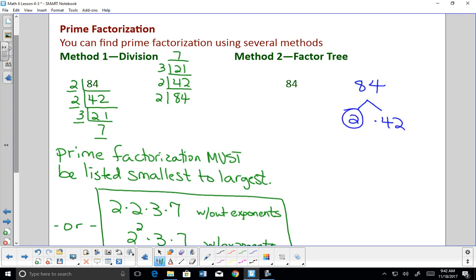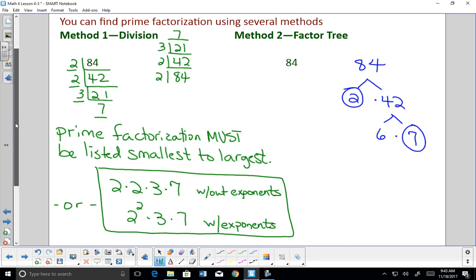Now I take any 2 numbers that multiply together to get 42. You might go, oh, 6 times 7. Perfect, 6 times 7. 6 is not prime, 7 is, so I circle it. I circle my prime numbers. 6 is not prime. 6 is 2 times 3. Both of those are prime, so I circle them.